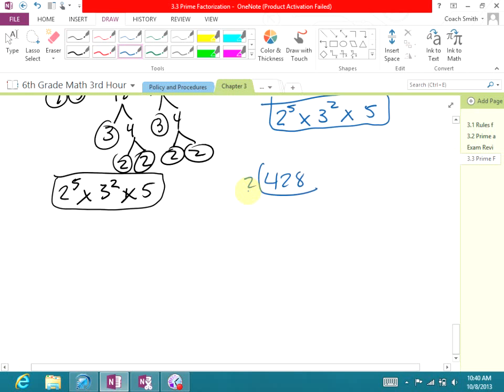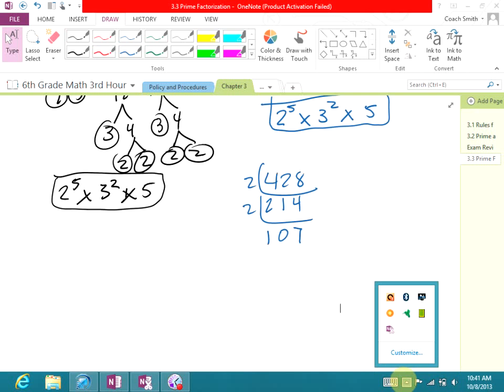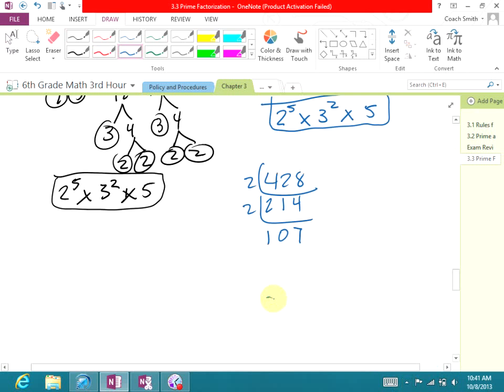Start with 2. 2 goes into 4 2 times. 2 goes into 2 once. 2 goes into 8 4 times. Then do 2 again. 2 into 2 once. 2 into 10, 5. 2 into 14 7 times. Well, now I know 2 doesn't go into it. So now I've got to start thinking. 1 plus 7 is 8, so 3 doesn't go into it. 4 doesn't go into that. Or excuse me, 5 doesn't go into it. 7 doesn't go into it.